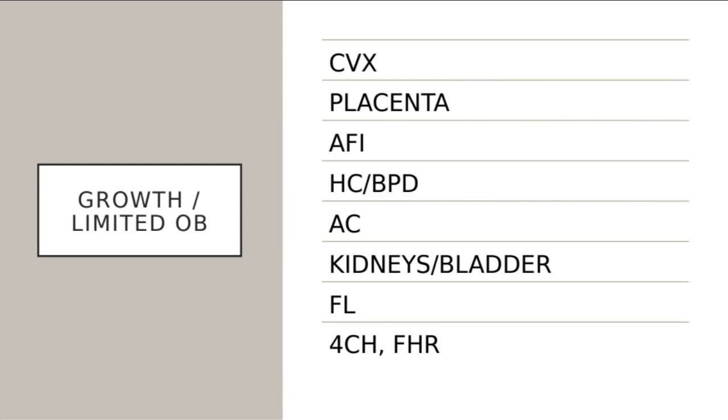We're then doing our measurements. So we're doing our head circumference, our BPD, our abdominal circumference, our femur length, to make sure that all of those measurements line up with how far along that baby is. We're also looking at our kidneys and bladder, making sure that those are functioning.